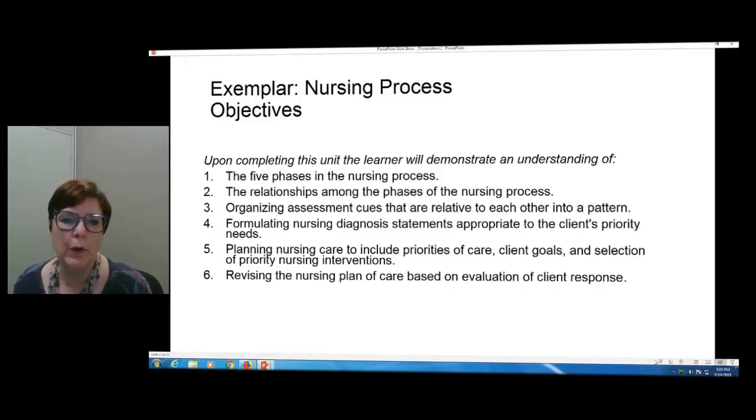You're going to be able to organize assessment cues that are relative to each other into a pattern. You're going to be able to formulate a nursing diagnosis statement and plan care. That means thinking about the priorities of care, the client goals, and selecting nursing interventions. And we'll talk a little bit about revising the nursing care plan based on your evaluation.